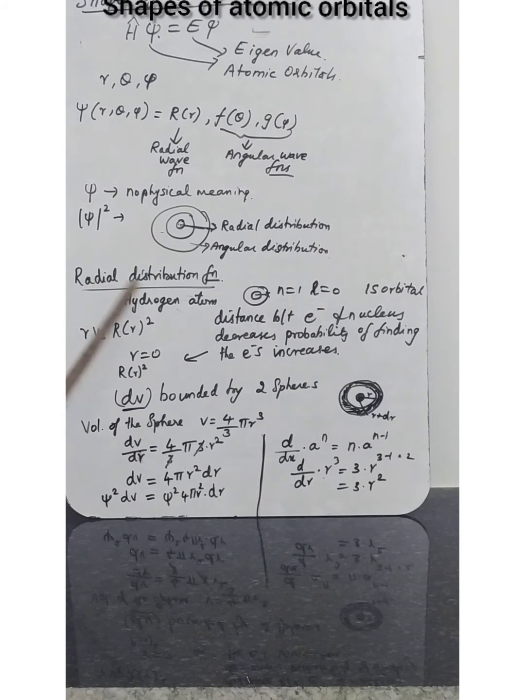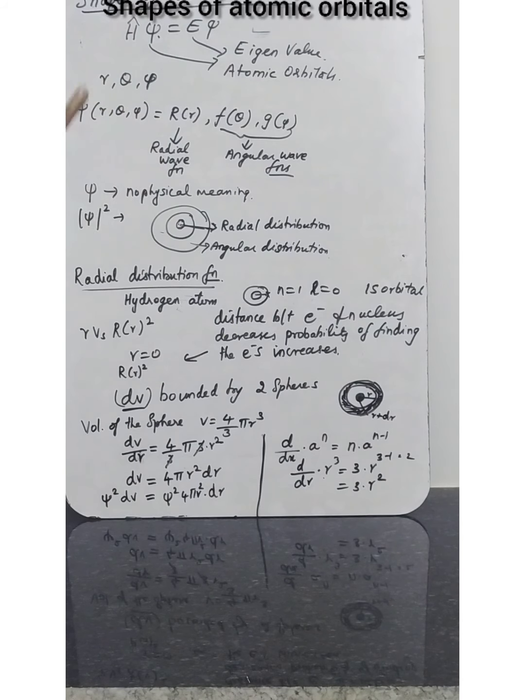So first we are going to discuss the radial distribution function for a one electron hydrogen atom. Understood? Okay. For the one electron hydrogen atom, what is the quantum number? The main energy level, principal quantum number n is equal to 1. If n is equal to 1, what is the possible l value? 0. Then what orbital will come? 1s orbital. So if n is equal to 1 and l is equal to 0, it occupies the 1s orbital.